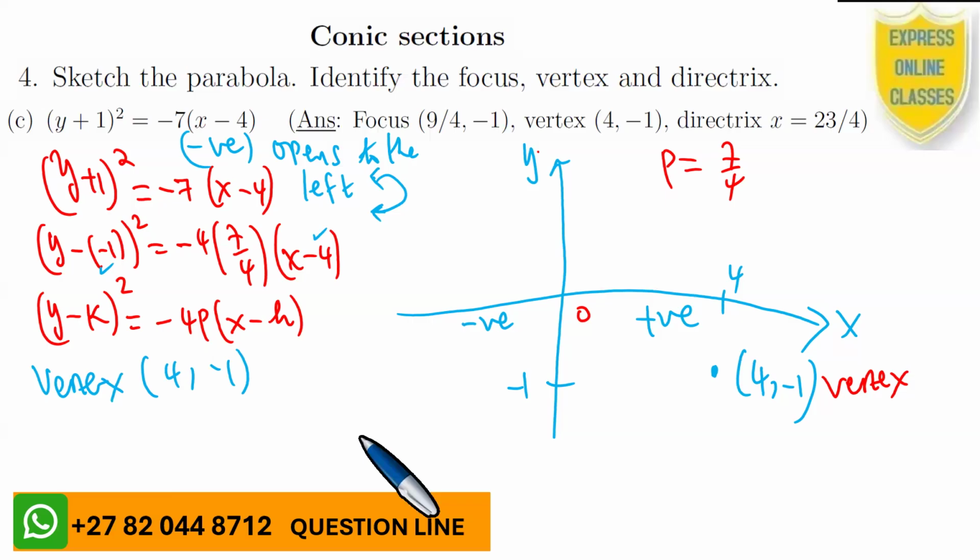So we continue. Okay, this is the vertex. Then our p is 7/4.